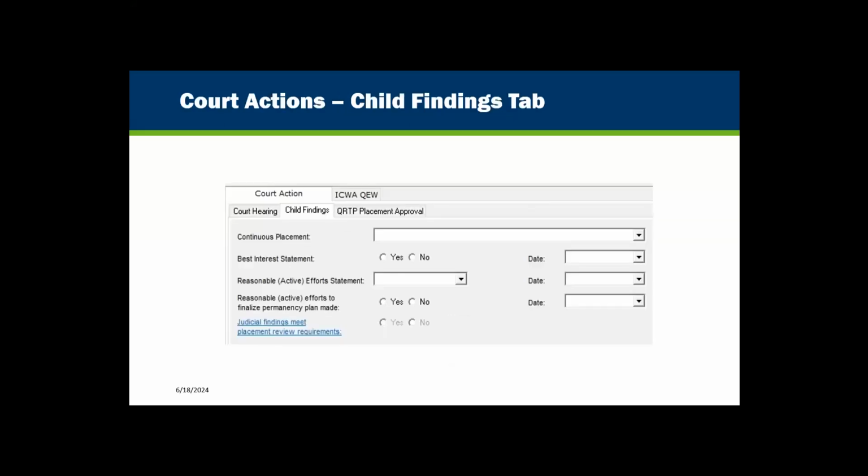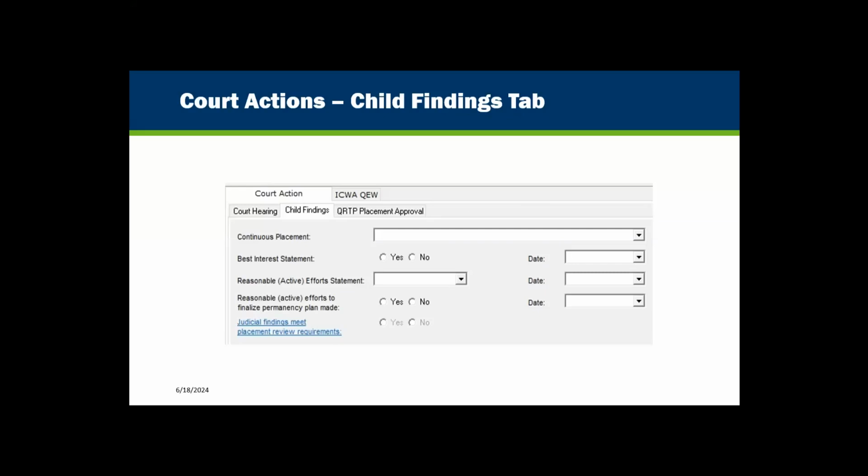The second part of a court action is this child findings tab. I'm going to start right at the top, the drop down for the continuous placement. Once you select a continuous placement, this court action is tied to that continuous placement episode. So make sure that we're selecting the correct continuous placement.